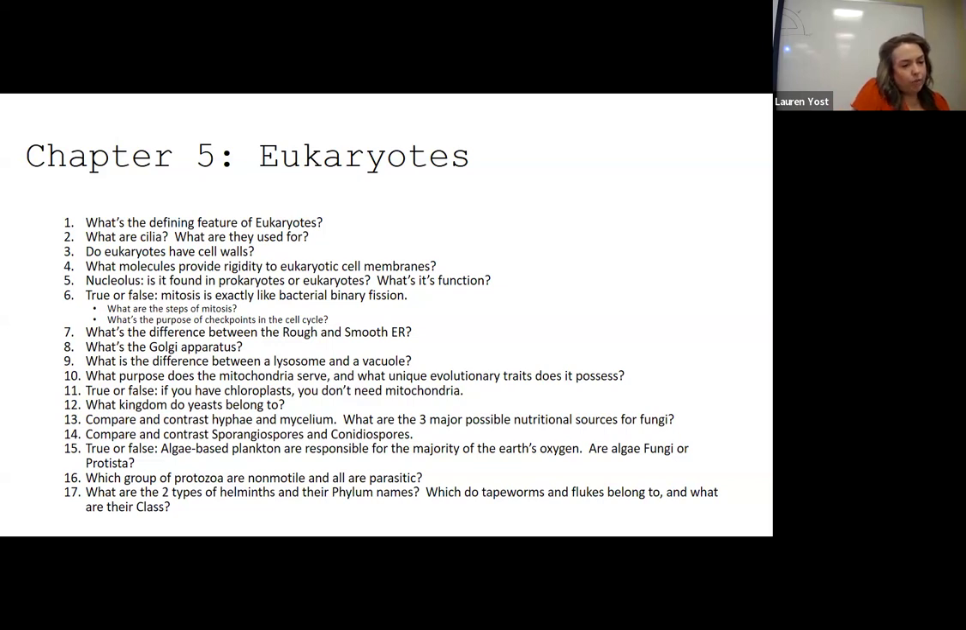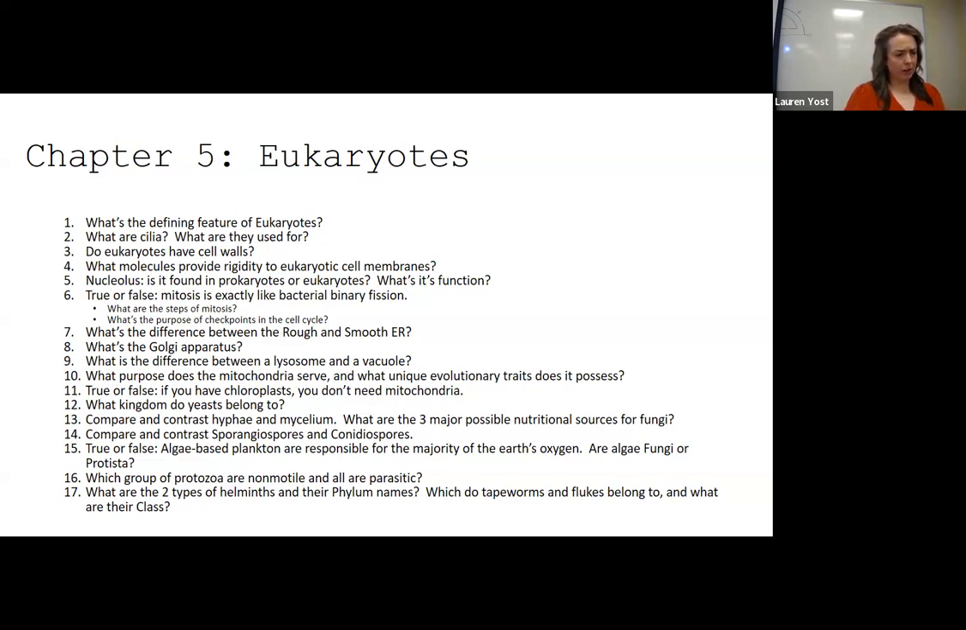What is the difference between the rough and the smooth ER? The rough ER has ribosomes that are going to be doing translation on the membrane of the endoplasmic reticulum. The smooth ER is going to be doing protein modifications, but also potentially making other molecules besides proteins. The Golgi apparatus is the membrane-bound structure in the cell that is for packaging a lot of the stuff that's made by the ER.